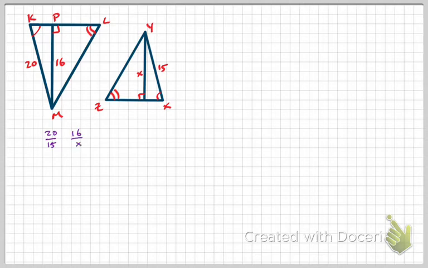I made that a left over right ratio. Because these are similar, and those are both altitudes in the same relative position, these two ratios are equal because they're proportional. So I'll cross multiply. I get 20x equals 15 times 16, which is 240. 240 divided by 20 is 12. So that's the missing altitude length. This is an example of altitudes.